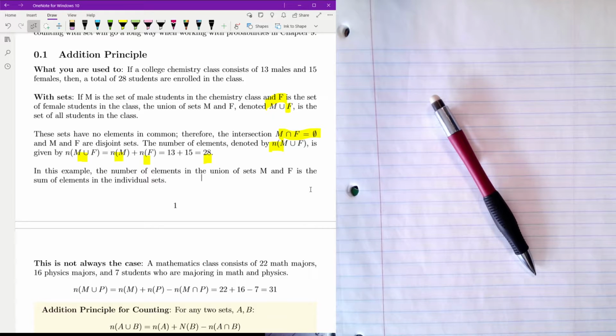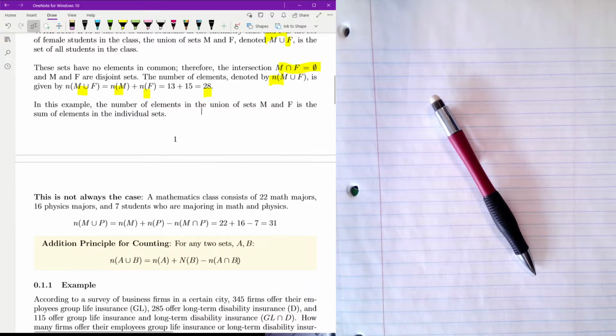So this gives us a basic principle for counting in any two sets. The number of elements in the union of two sets is equal to the number of elements in A plus the number of elements in B minus the number of elements in their intersection. Why? Let's see if we can clarify this.